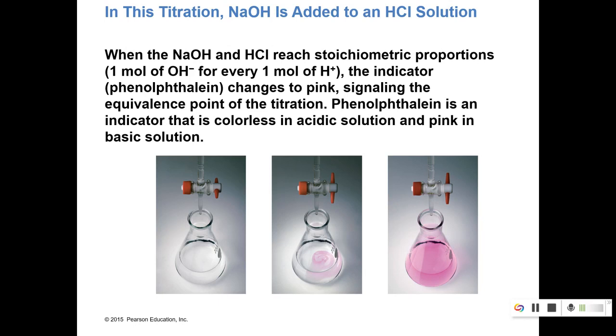So here's what real life pictures look like. We go from clear, you drop some of the drops in, it starts turning pink, but you have to swirl it as you're doing it, and they swirl out. So then it goes back clear until you've added enough hydroxide that it's all pink. This specific indicator is called phenolphthalein. You don't have to know that right now, but it is important because that is the main universal indicator that people generally use.